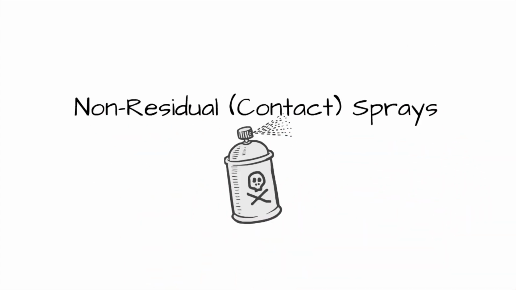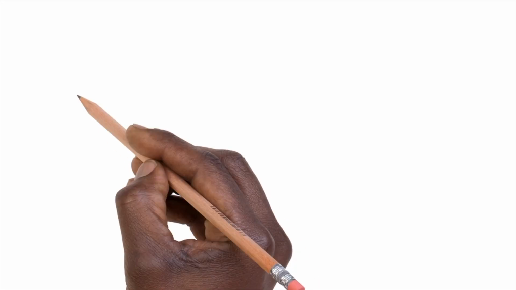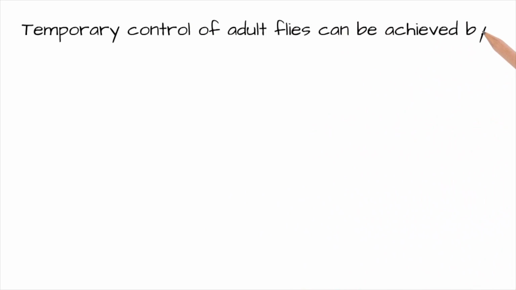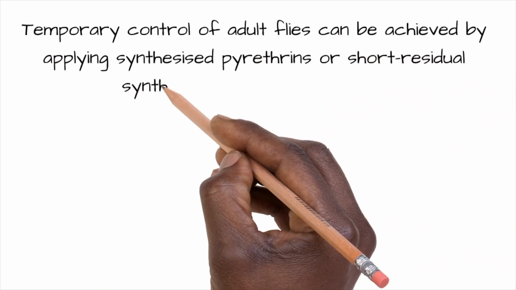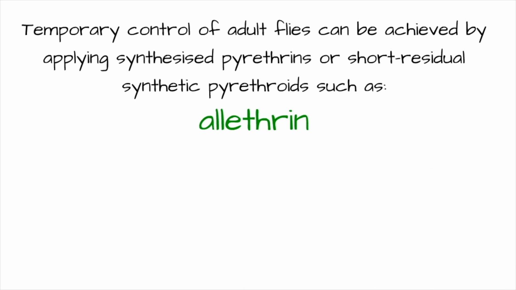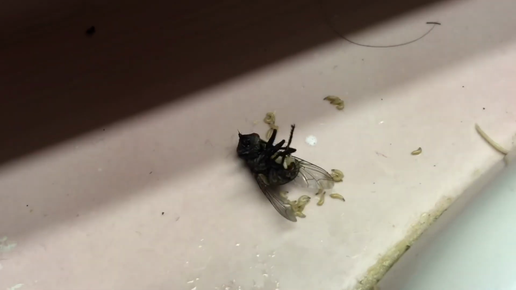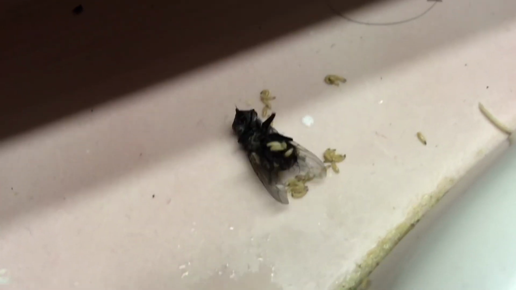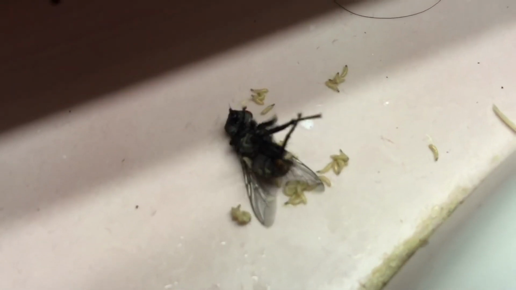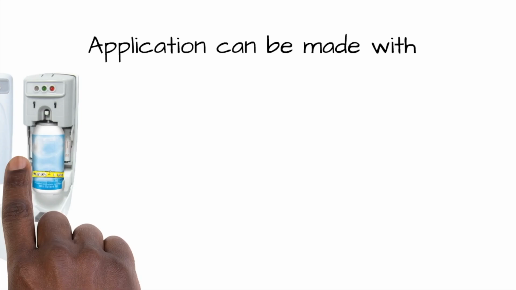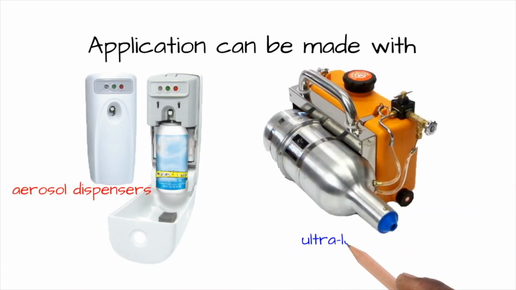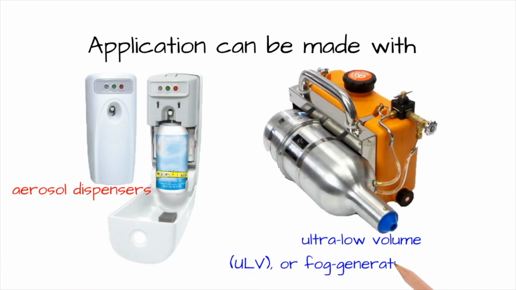Non-residual contact sprays. Temporary control of adult flies can be achieved by applying synthesized pyrethrins or a short residual synthetic pyrethroid such as allethrin, sumithrin or resmethrin. While these insecticides quickly knock down adult flies, they provide no lasting effect and do not control developing larvae. Application can be made with aerosol type dispensers, ULV or ultra low volume, or fog generating equipment.